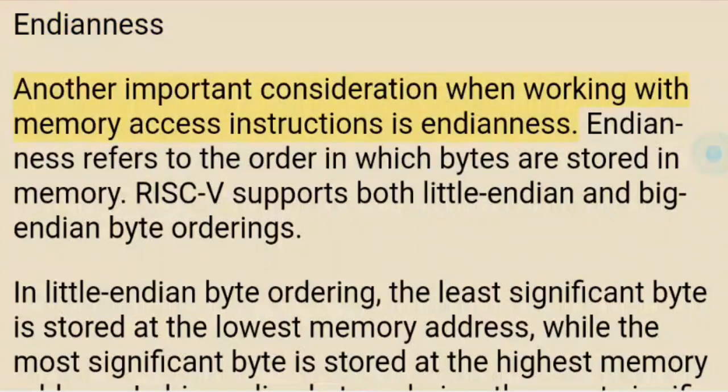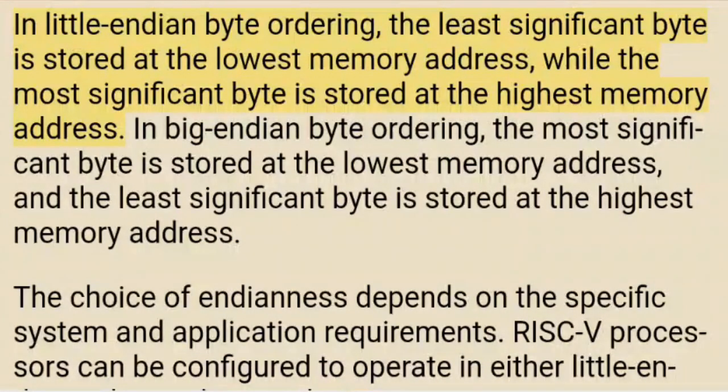Endianness. Another important consideration when working with memory access instructions is endianness. Endianness refers to the order in which bytes are stored in memory. RISC-V supports both little endian and big endian byte orderings. In little endian byte ordering, the least significant byte is stored at the lowest memory address, while the most significant byte is stored at the highest memory address. In big endian byte ordering, the most significant byte is stored at the lowest memory address, and the least significant byte is stored at the highest memory address.